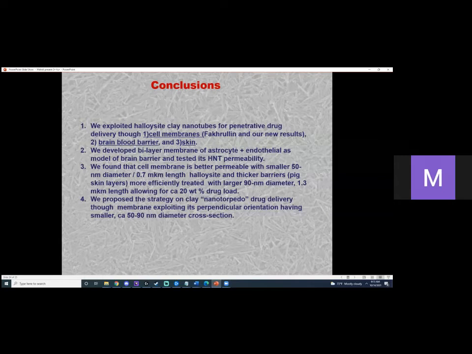So the smaller halocyte is better for cell penetration and biological applications within the body, and the larger halocyte is better for outer things like wound healing of the skin and cosmetic skin applications such as sunscreen. And lastly, we proposed a strategy on the clay nanotorpedo drug delivery through membrane, exploiting its perpendicular orientation, having a smaller 50 to 90 nanometer diameter cross section.